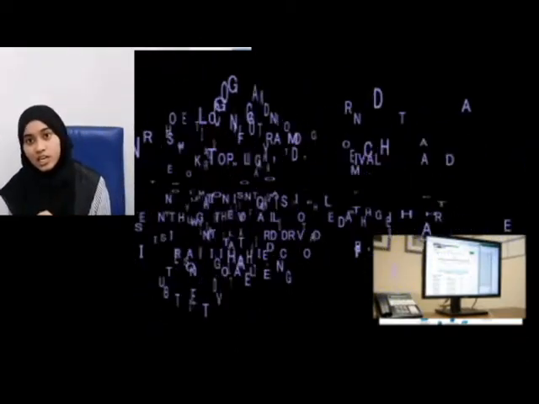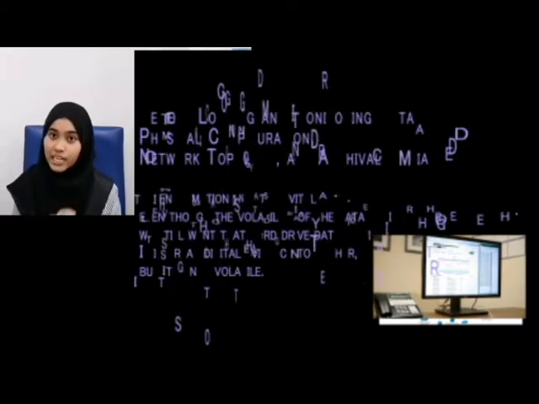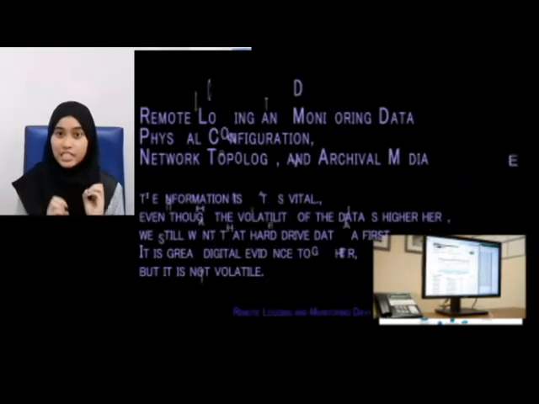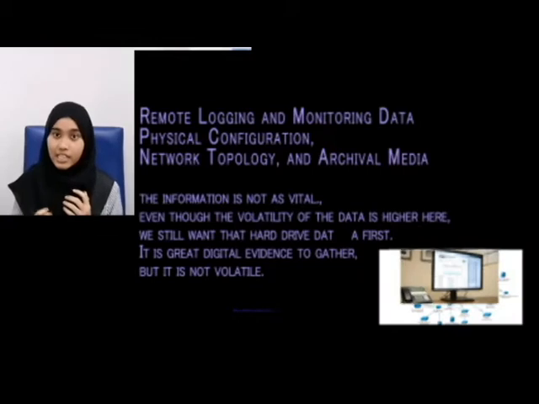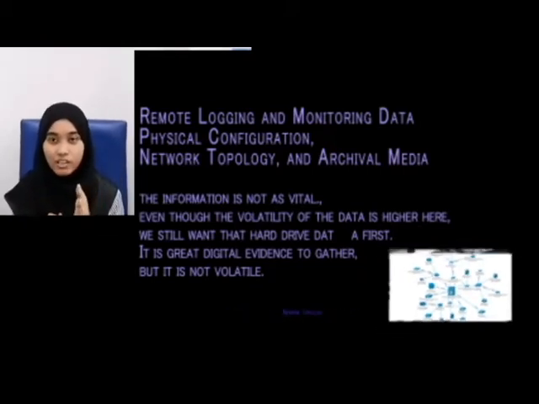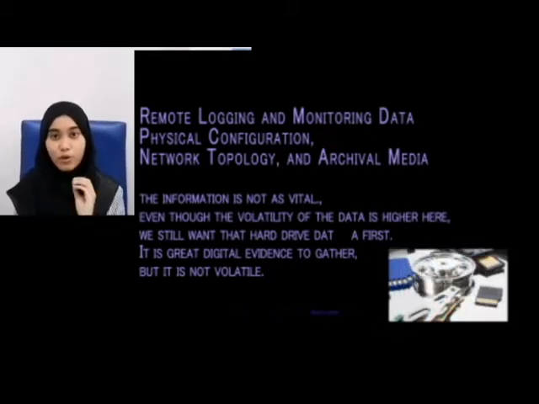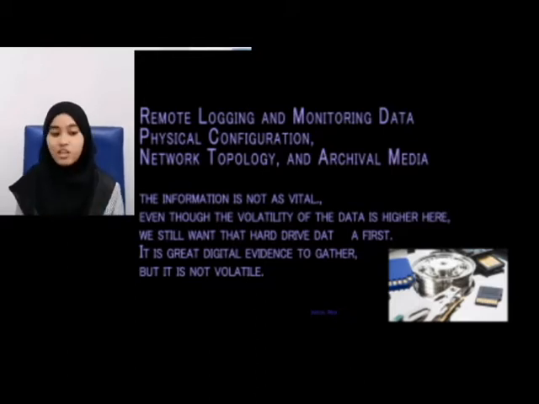Items that are less volatile, such as remote logging, data monitoring, network topology, and archival media, are data that are less volatile and cannot easily be lost, because they can stay on the system.